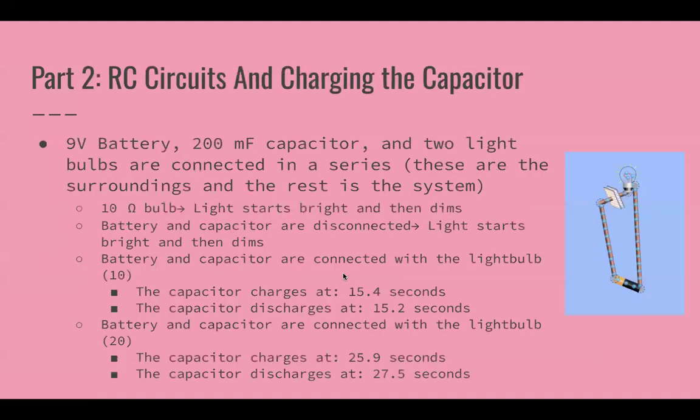For part two, we're using an RC circuit and charging a capacitor. We're using a 9-volt battery, a 200 capacitor, and 2 light bulbs connected in series, well, just 1 light bulb at a time. With the 10 ohm light bulb, the light starts bright and then dims. When the battery and capacitor are disconnected, it also starts bright and then dims. With the battery and capacitor connected to the light bulb, it charges at 15.4 seconds and discharges at 15.2 seconds for the 10 ohm. For the 20 ohm, it's 25.9 for charging and 27.5 for discharging.